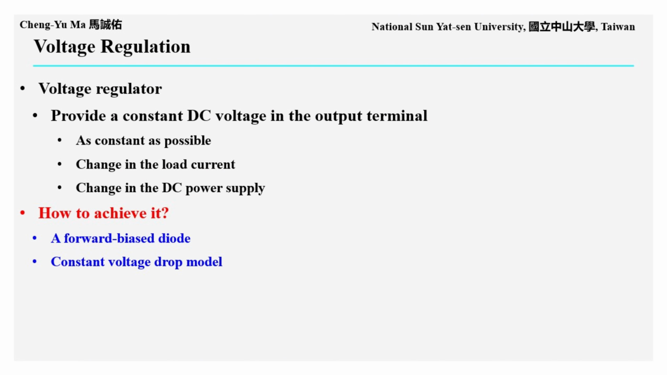How can we design a voltage regulator? One method is to use a forward bias diode. When the diode conducts, its voltage drop is relatively stable, which is the idea behind the constant voltage drop model.